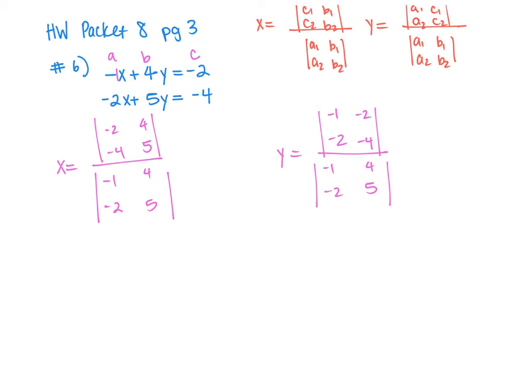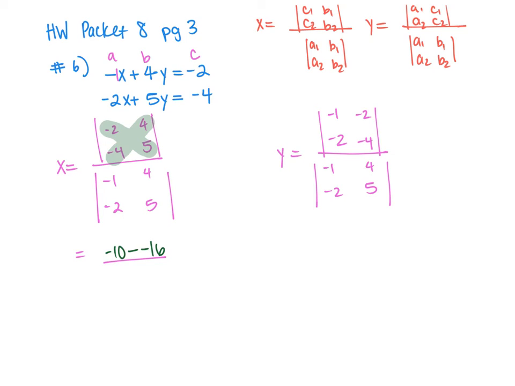And then from there, all I need to do is cross multiply or find the determinant of each one. So this is going to be negative 2 times 5 is negative 10, minus 4 times negative 2 is negative 16.